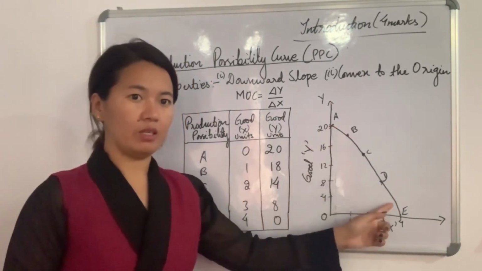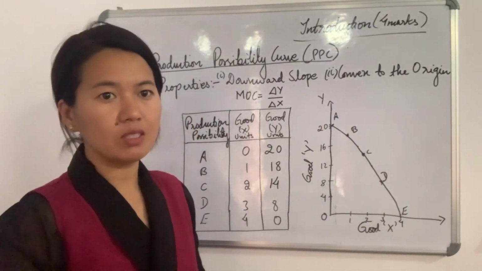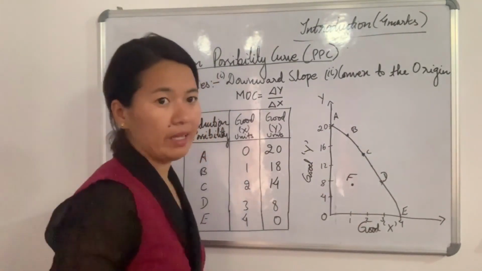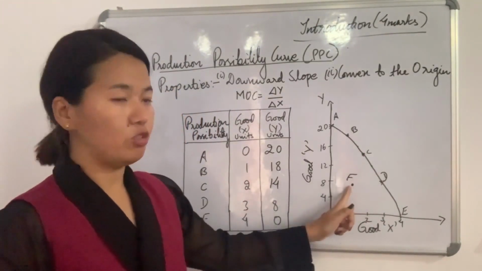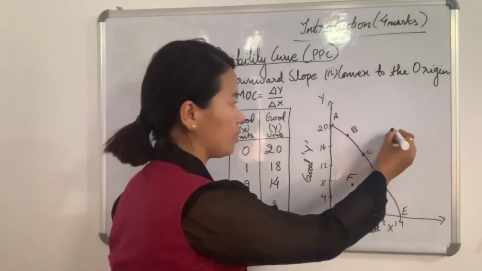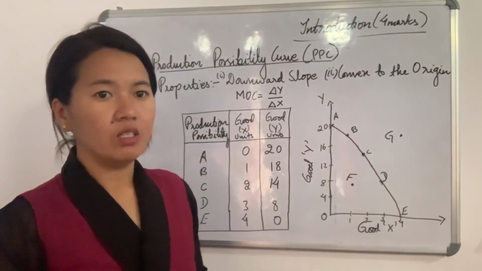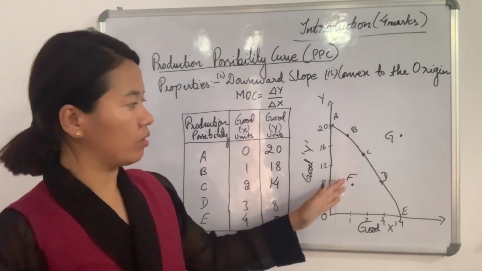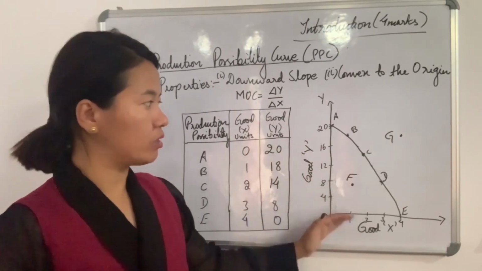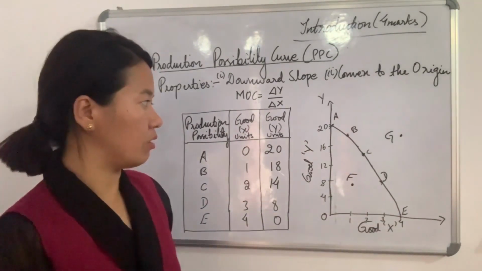Any point on this PPC shows full utilization of the resources, and any point inside PPC, let's say F, shows that the resources are underutilized, and any point outside PPC, let's say G, shows that the resources are being overutilized. So in this way, it shows how the producer is able to produce various combinations, that is A, B, C, D, E, from the given resources and technology.